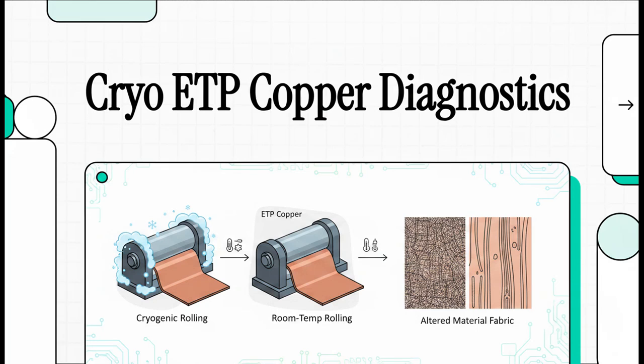Welcome to the Explainer. Today we're diving into exactly what happens when you push electrolytic tough pitch, or ETP copper, absolutely to its physical limits. We're going to compare standard room temperature rolling against extreme cryogenic rolling, really looking to see how plummeting temperatures fundamentally alter the very fabric of this material.